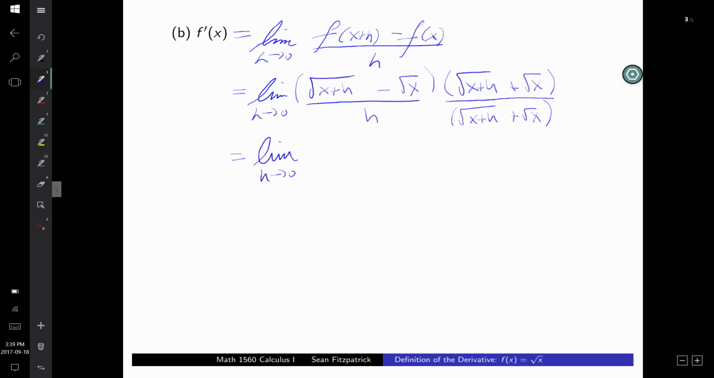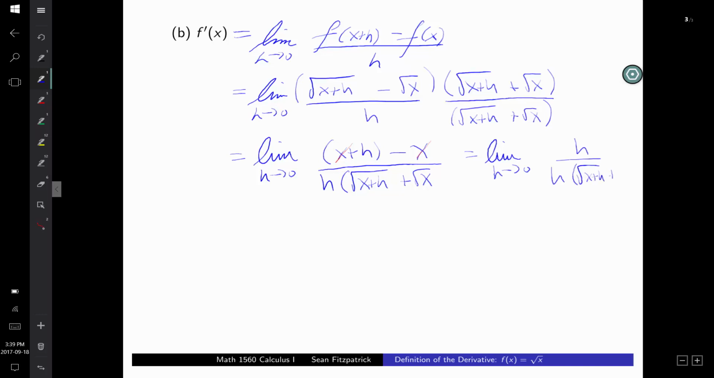Okay, so let's multiply things out. On the top we get a difference of squares, and when we square these guys, the square roots go away. x plus h minus x, cross terms cancel. Root x plus h plus root x. And I can cancel those x's. Leaves me with the limit. I'll do it in 2 steps this time. I've got h over h times root x plus h plus root x. Let's cancel those h's.